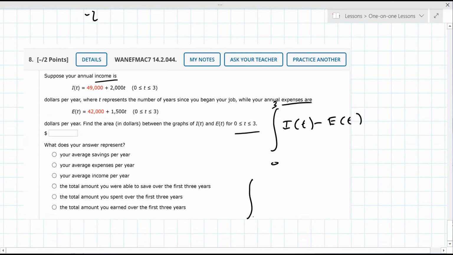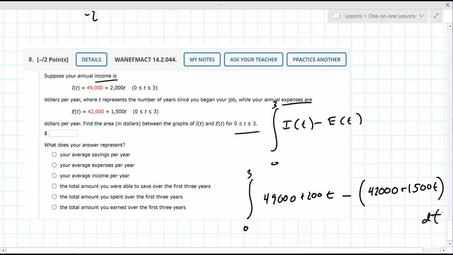So it looks like it's going to be the integral from 0 to 3, 49,000 plus 2,000 t minus, and this time you got to be a little bit more careful to put in parentheses. I didn't really emphasize that in the previous problems, but you are subtracting the whole quantity. And t could be x, could be any letter. If you're more comfortable, you can put it in as x instead of t. This one you don't have to do the absolute value, but you can always do the absolute value if you want to, and it'll always give you the right answer.